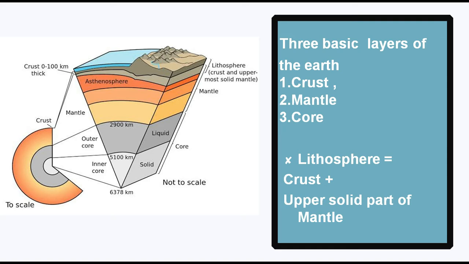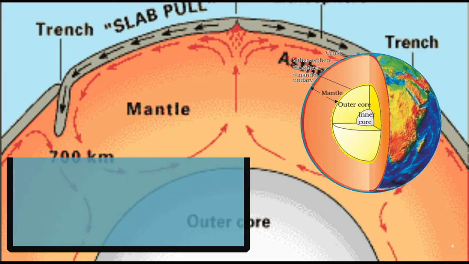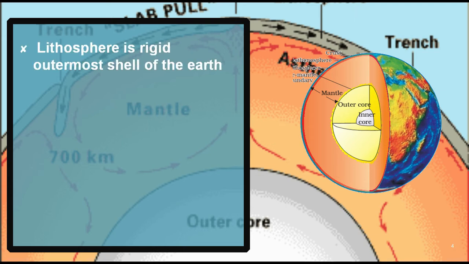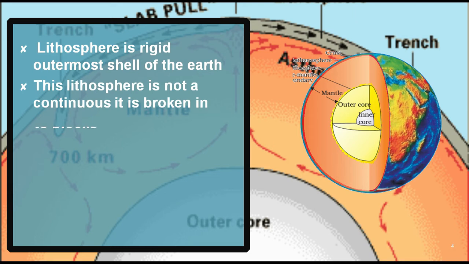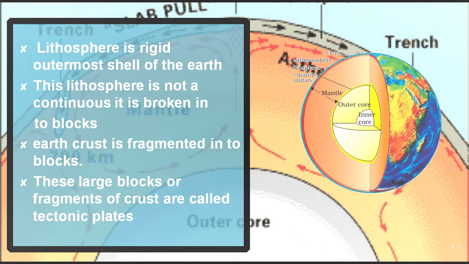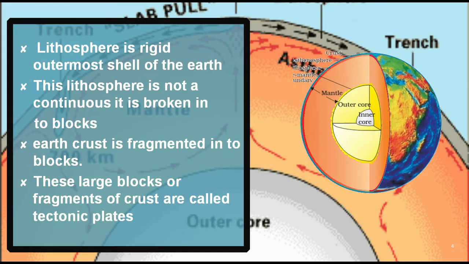So crust and the uppermost part of the mantle make up the lithosphere. Lithosphere is the rigid outermost shell of the earth. It's like a shell over the earth. And this lithosphere is not continuous, it is broken into blocks, and the earth's crust is fragmented into these blocks. These large blocks or fragments of the crust are called tectonic plates or lithospheric plates.